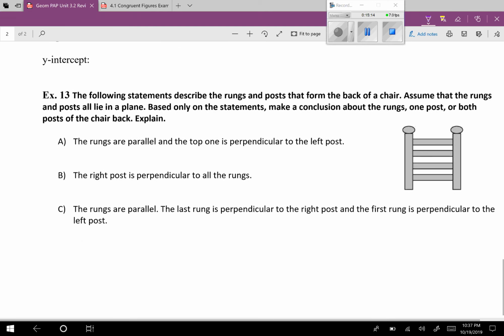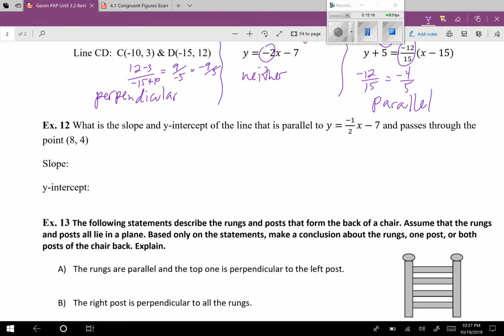All right, almost to the end here. Example 12, it says, what is the slope and y-intercept of the line that is parallel to y equals negative 1/2 x minus 7 and passes through the point 8, 4? Okay, so first, the line is parallel. So what is the slope going to be? Negative 1/2. It's going to be the same. Now we need to find the y-intercept.